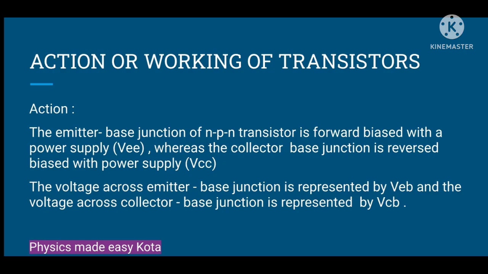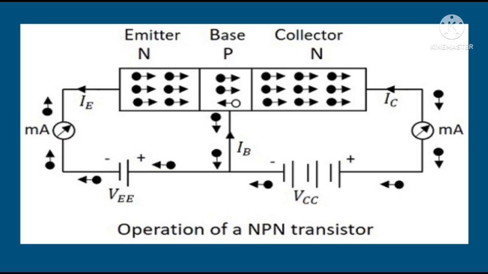Now we are going to understand the action or the working of the transistors. The first one is the action of the NPN transistor. For this, the emitter base junction is forward biased and attached to a power supply, whereas the collector base junction is reverse biased and also connected to a power supply. To make a difference, let the power supply applied to the emitter base junction be denoted by VEE, and the power supply for the collector base junction be VCC. The voltage across the emitter base junction is represented by VEB, and the voltage across the collector base junction is represented by VCB. So this is an NPN transistor.